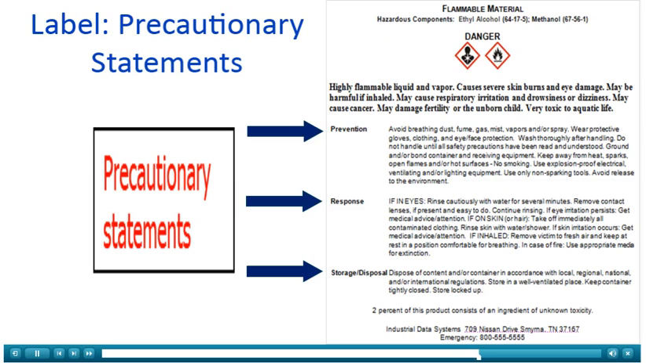Label. Precautionary statements. Precautionary statement means a phrase or phrases that describes recommended measures that should be taken to minimize or prevent adverse effects resulting from exposure to a hazardous chemical, or improper storage or handling.